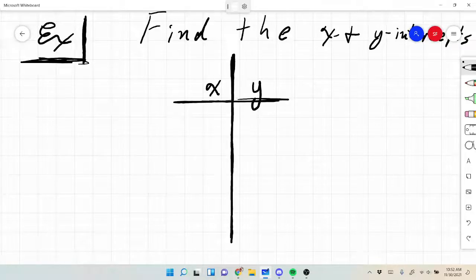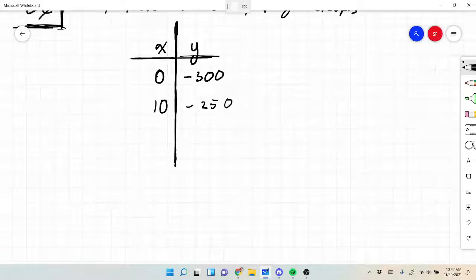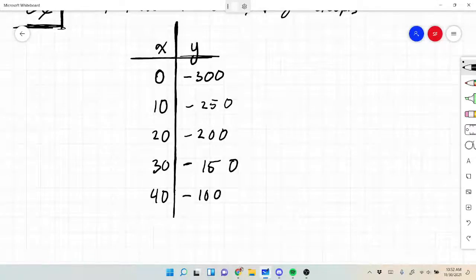So here we go. We're going to say the first point is 0, negative 300. And then the next point is going to be 10, negative 250. And then the next point is going to be 20, negative 200. The next point is going to be 30, negative 150. And the next one is going to be 40, negative 100. And we're going to stop it at that.